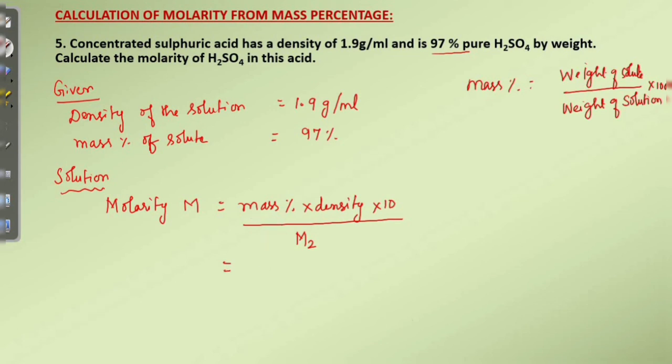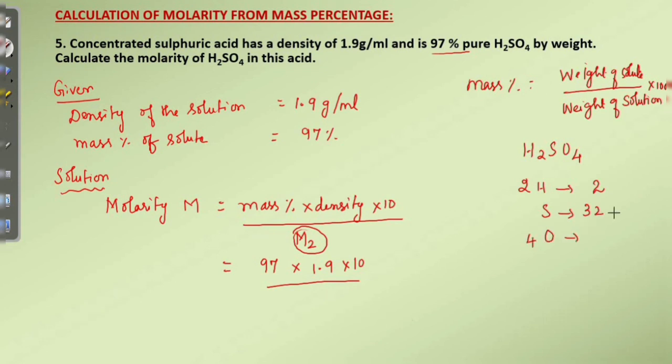So what is mass percentage? It is 97. What is density? It is 1.9 into 10 divided by molecular mass. So molecular mass alone, M2 alone you are supposed to calculate, for sulfuric acid, H2SO4. How to calculate? See, 2 hydrogen atoms, so the atomic weight we can substitute as 2. Sulfur is 32. Oxygen, we are having 4 oxygen atoms, so it is 16 into 4, so 64. What is the answer? It is 98. So substitute 98 here and find out the answer.